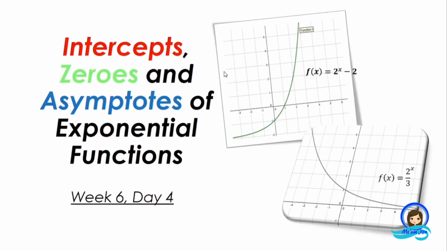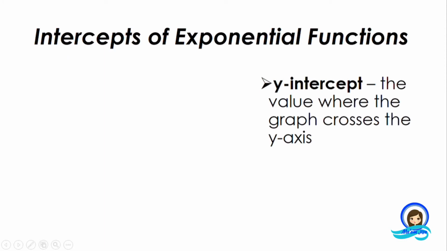This is week 6, day 4 of our lesson, and we will be talking today about the intercepts, zeros, and asymptotes of exponential functions. Let's start with the intercepts. Functions have x and y intercepts.